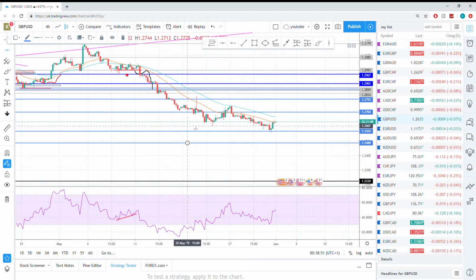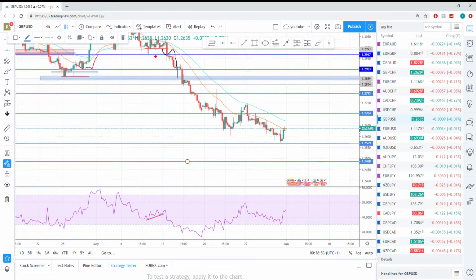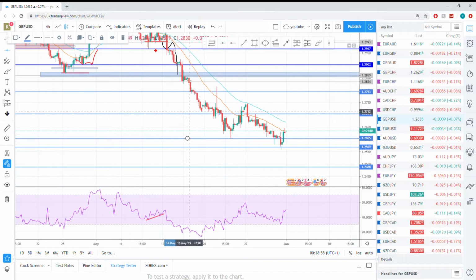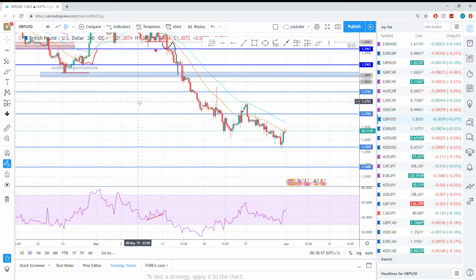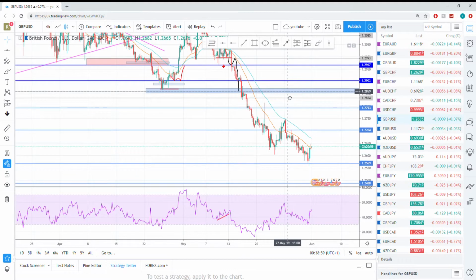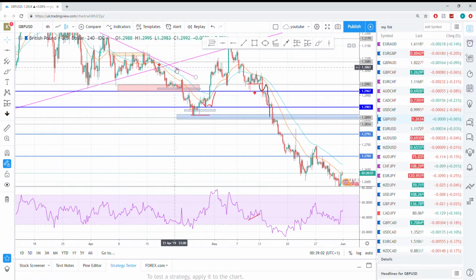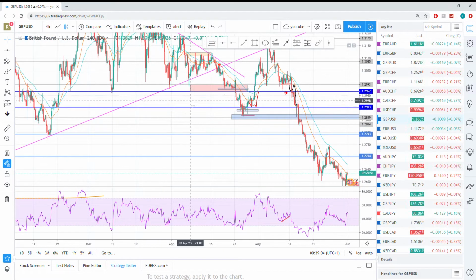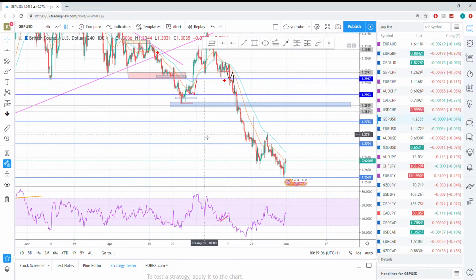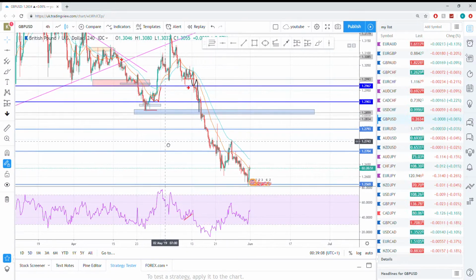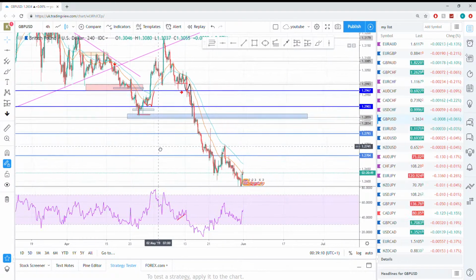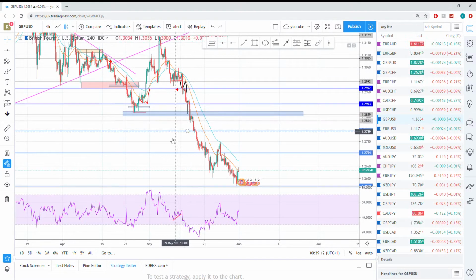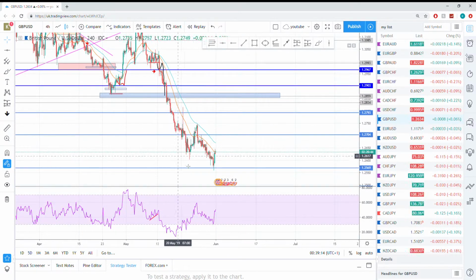I'm just going to drop it down to a 4-hour to see whereabouts we can start to see a potential entry point. This is the uptrend that we've currently broken, and we're still all the way down. A lot of people have made a lot of money through shorting the pound USD over the last few days.